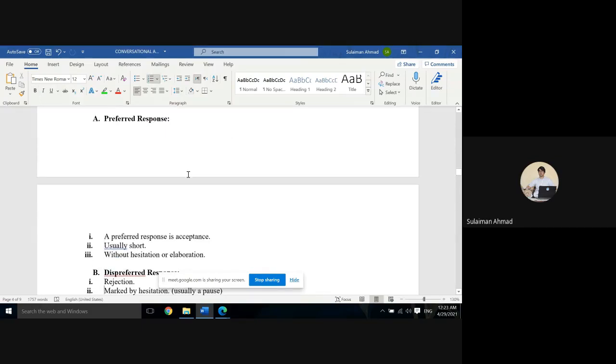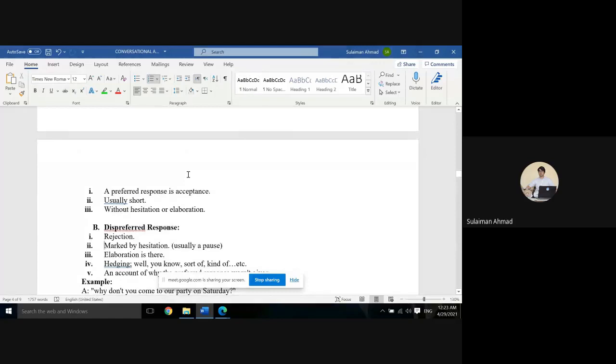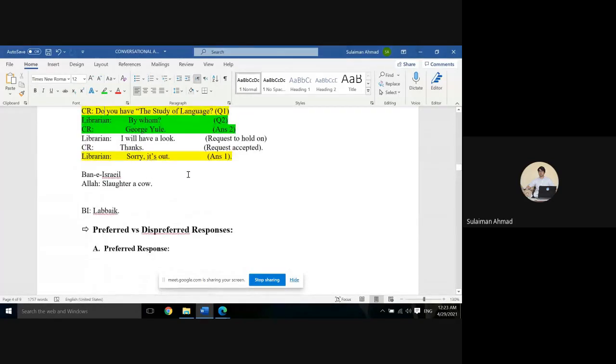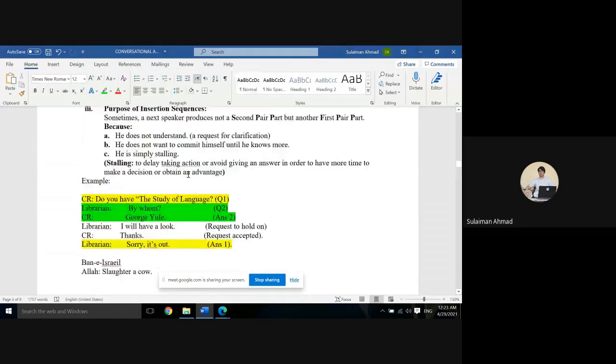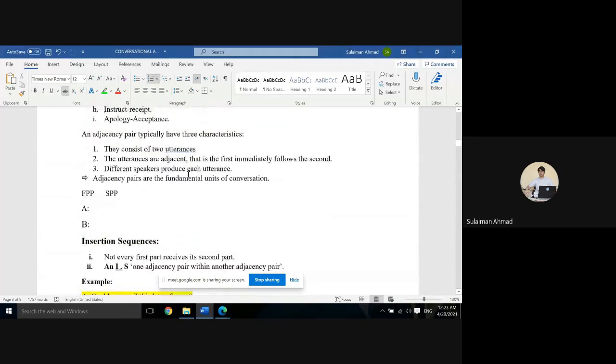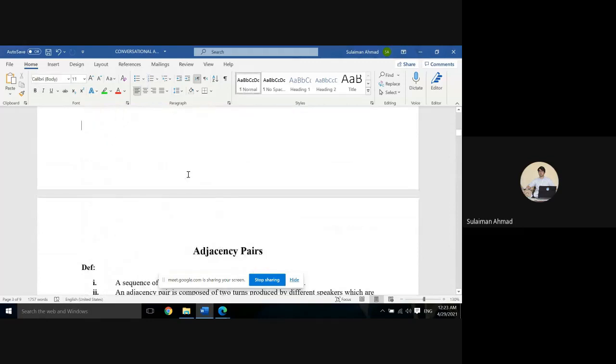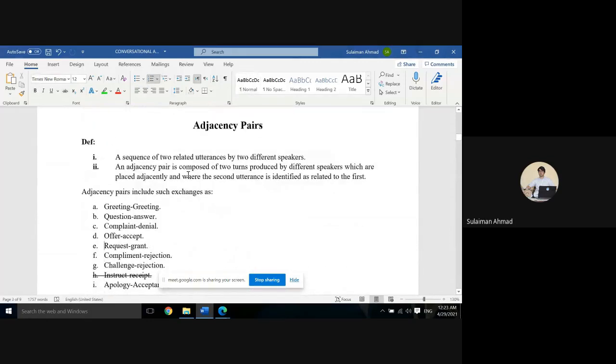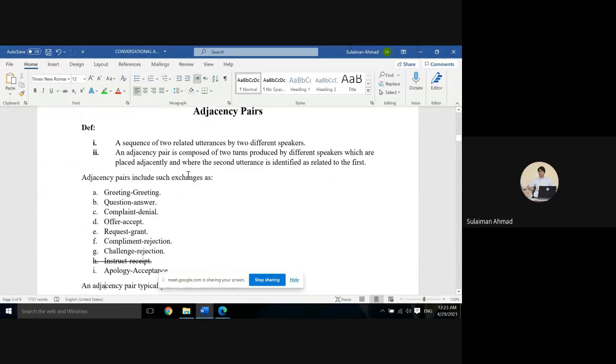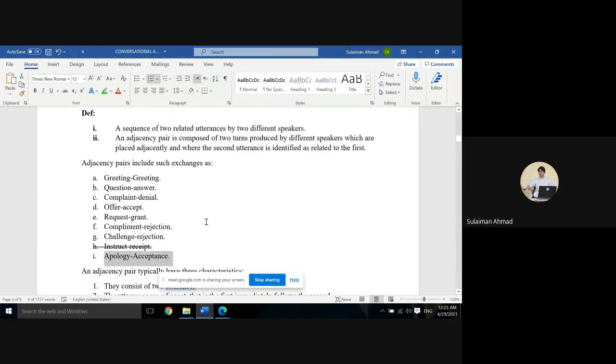Now, there are certain characteristics of preferred and dispreferred responses. But before that, let me tell you why we are talking about them. We're talking about them because these responses are actually part of adjacency pairs, right? Let's suppose if I say, I'm so sorry, that is, for example, an apology. So the preferred response is, it's okay. Or if I make an offer to you, would you like to join the party tonight, right? That is an offer. So the preferred response is, yes, sure, I'll come to the party.